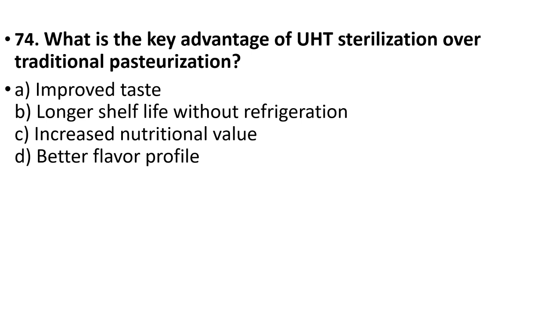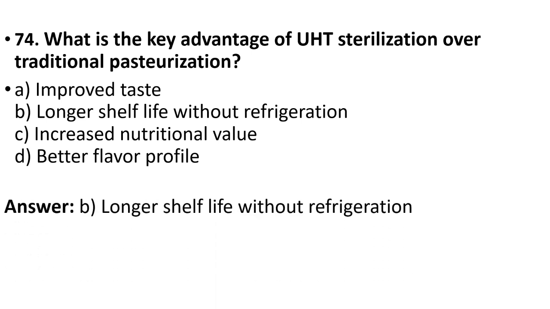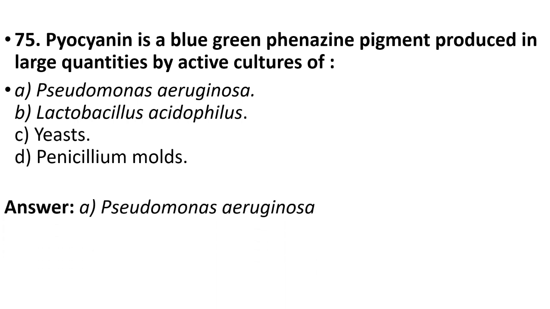74. What is the key advantage of UHT sterilization over traditional pasteurization? Improved taste, longer shelf life without refrigeration, increased nutritional value, better flavor profile. Your answer is option B, longer shelf life without refrigeration. 75. Pyocyanin is a blue-green phenazine pigment produced in large quantities by active cultures of Pseudomonas aeruginosa, Lactobacillus acidophilus, yeast, Penicillium molds. Your answer is option A, Pseudomonas aeruginosa.